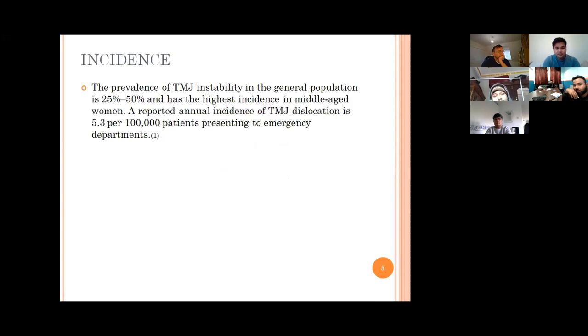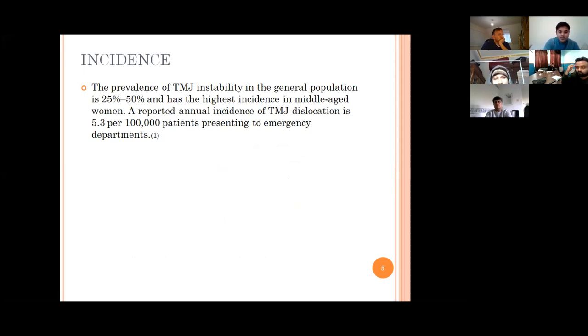So let's talk about the incidence. According to the data published in the Emergency Medicine Nursing Journal, the prevalence of TMJ instability in the general population is about 25 to 50%, and it has the highest incidence in middle-aged women. The presentation of TMJ dislocation in the ED is thought to be 5.3 per 100,000 patients.